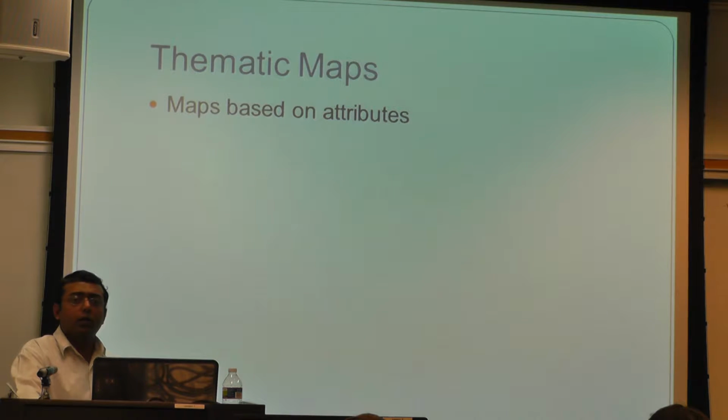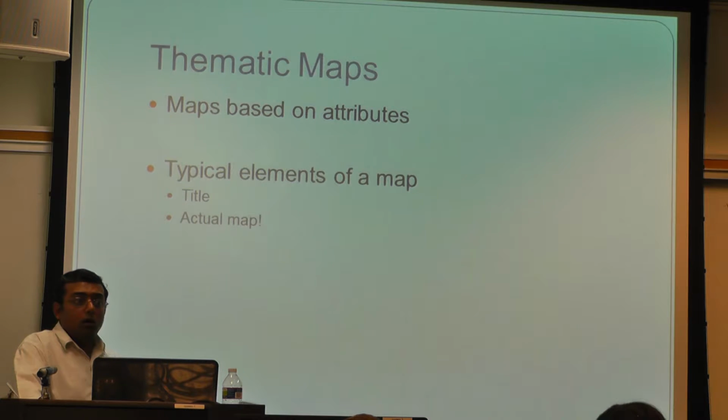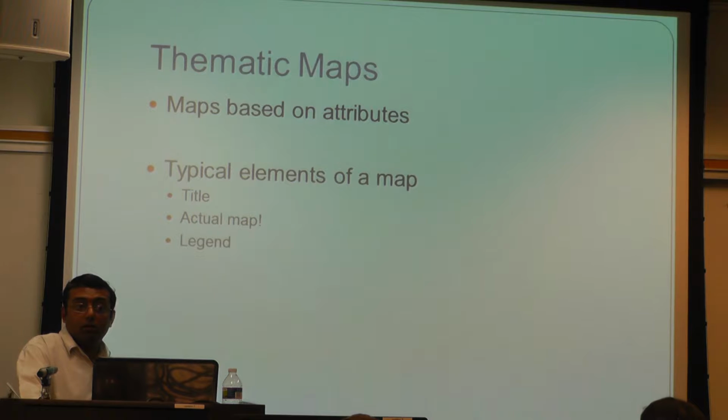You're using population, right? So what does a map typically contain? And this is something that's very important. Your map needs to have a title, always. And obviously the map itself. It needs to have a legend, right? Things that we almost always forget. It needs to have a scale. I need to know what the size is. It needs to have a north arrow.